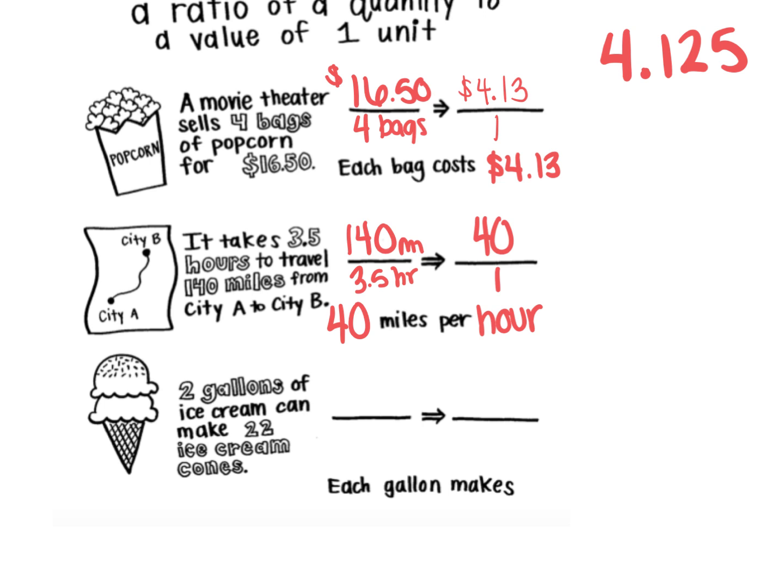You're not going to use a full gallon on a cone. So we're going to do cones, 22 cones over 2 gallons. You can probably do this division in your head, I would hope. Oh, check that. 11 over 1. So each gallon makes 11 cones. Good. Can you write cones underneath? Put cones. Yeah, you want to make sure you're in the habit of writing those labels.